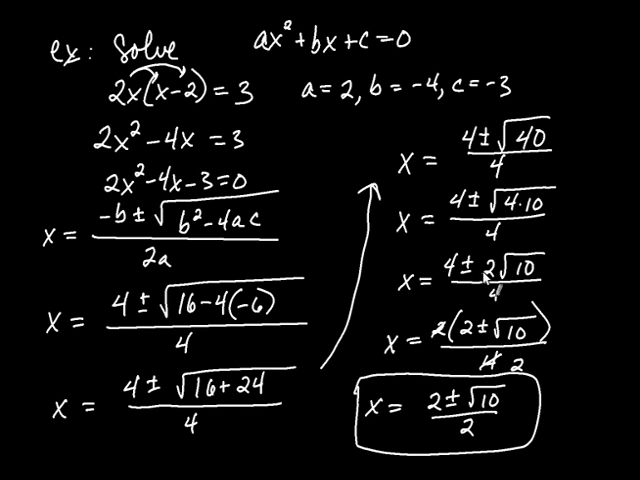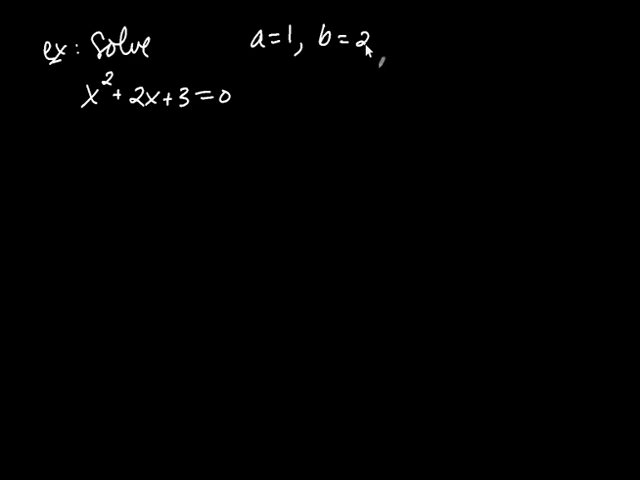Okay, so let's go ahead and take another example using the quadratic formula. Let's solve x squared plus 2x plus 3 is equal to 0. And again, identify your a, b, and your c. So a is equal to 1, b is equal to 2, and c is equal to 3.